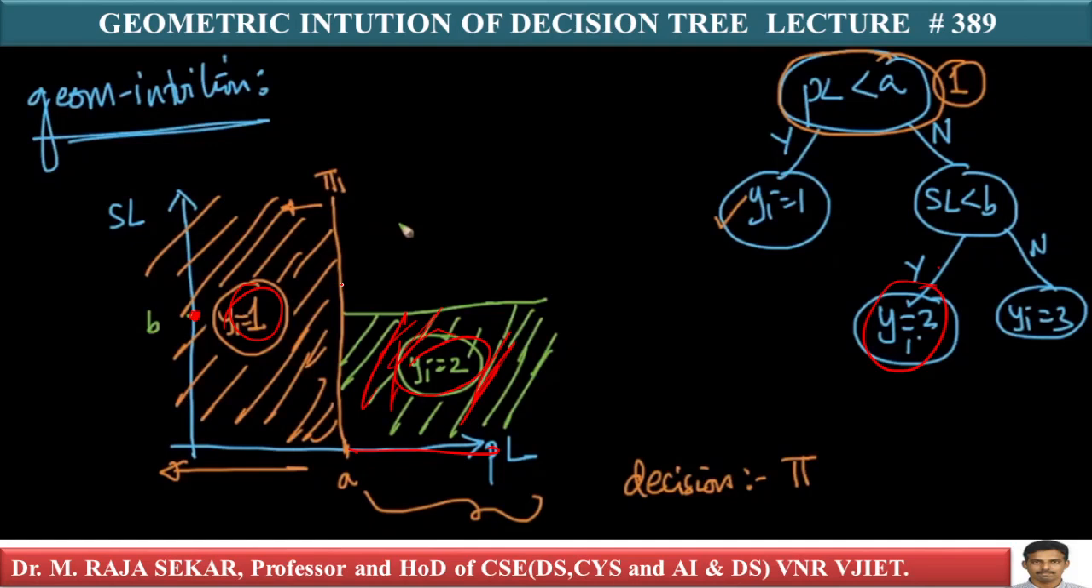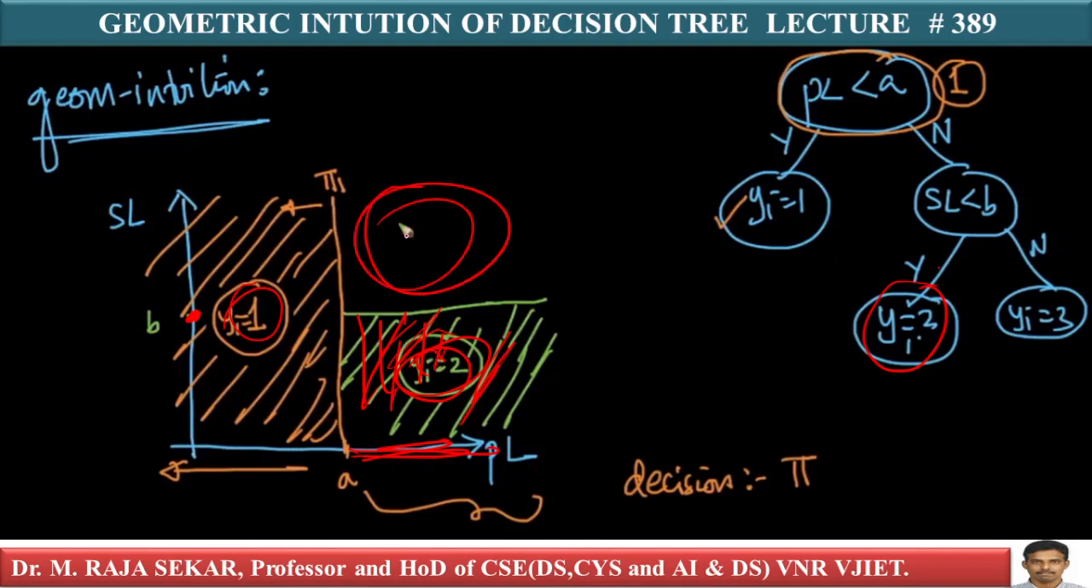This region, in this region, what do I have? In this region, I have petal length greater than A, and also my sepal length is less than B. So here, what is yi? Yi equal to 2.